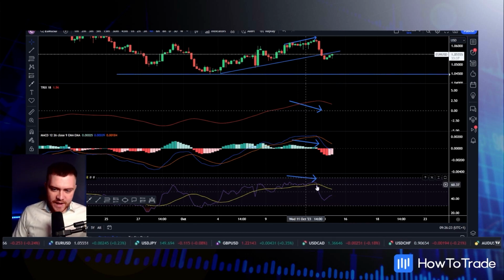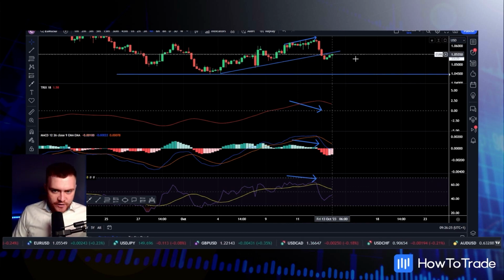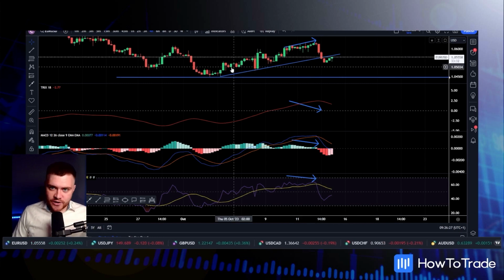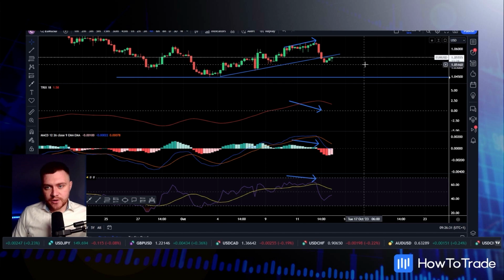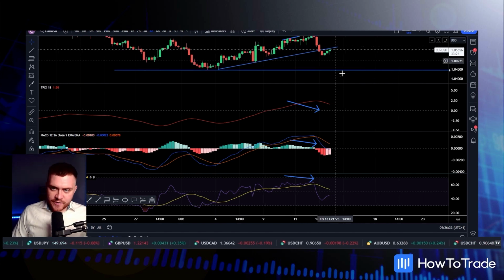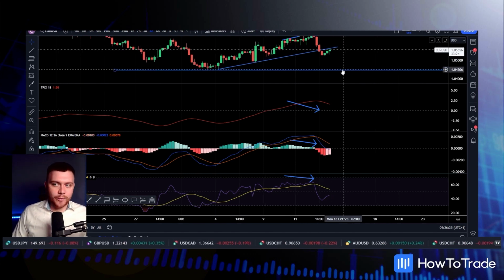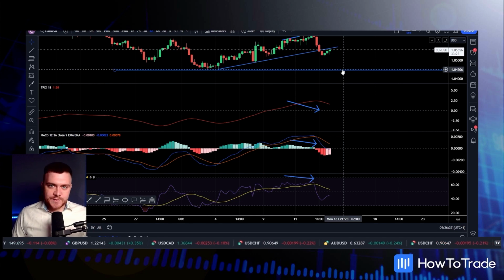But from there, if we see signs of any divergence or anything like bullish divergence this time, this could be the short-term bottom for euro dollar, and there could be some buying action. But other than that, some short-term selling down towards this 1.045 level is what I'm expecting.